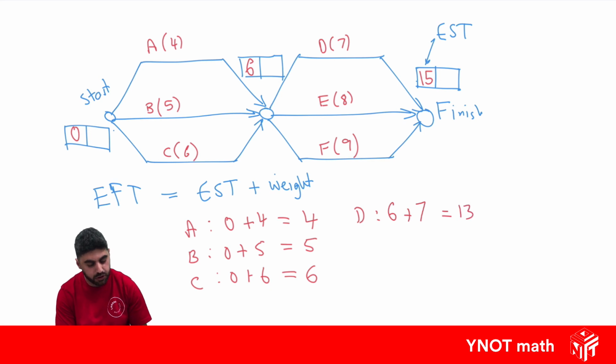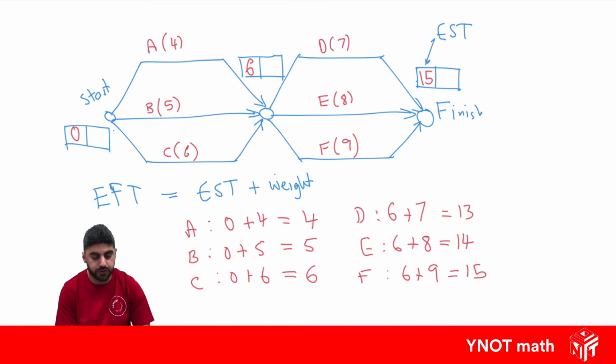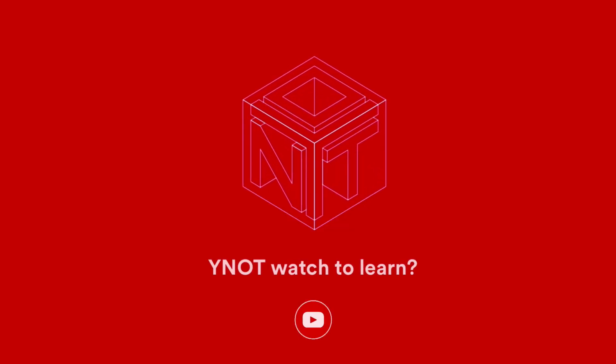13 minutes is the earliest finishing time for that activity. For E, it's the vertex before it, which is also 6 plus its own weight, to give us 14. And F, the vertex before it plus its own weight, to give us 15. And they're all the earliest finishing times of all those activities.